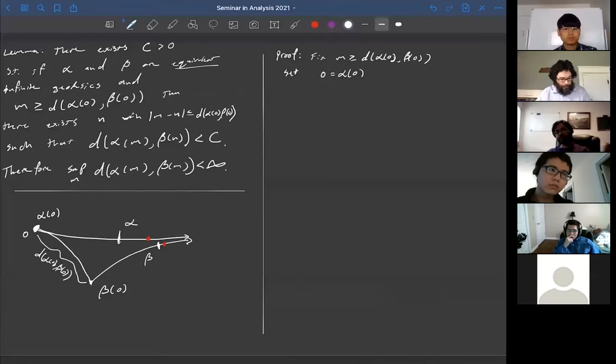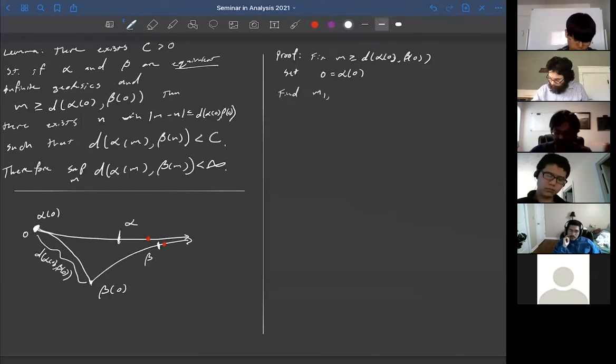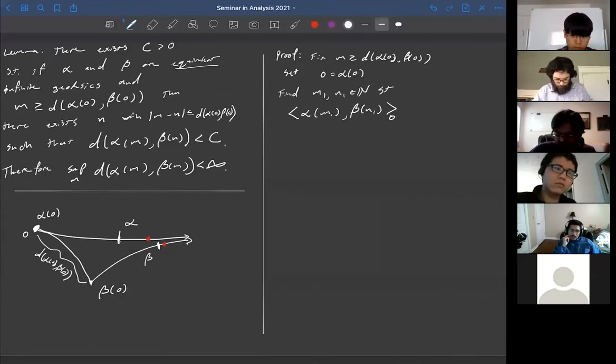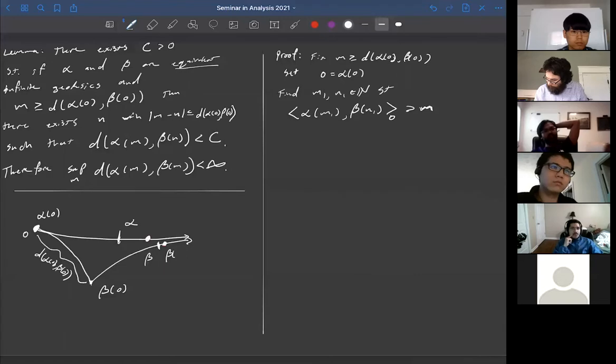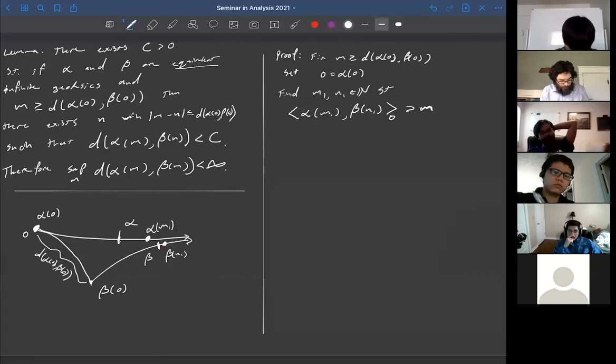This means that at some point their Gromov product with respect to O will always be larger. So we'll find some M1 and N1, natural numbers, such that the Gromov product of alpha M1 and beta N1 with respect to this origin O is greater than M. We're just going to pick numbers here, maybe right here and right here. So this is going to be some beta N1, and this is going to be some alpha M1, something like that.